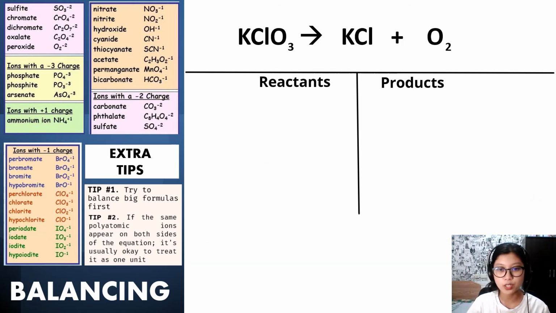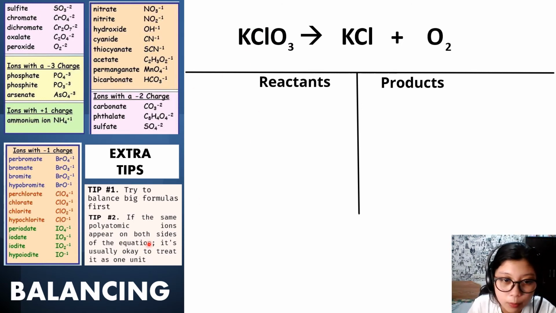Let us proceed to the fourth chemical equation problem. We have KClO3 yields KCl plus O2. So first things first, let's examine again the chemical equation. Do we have a polyatomic ion present? Yes, we have, and that is ClO3. We can see it here. We have the chlorate, ClO3.